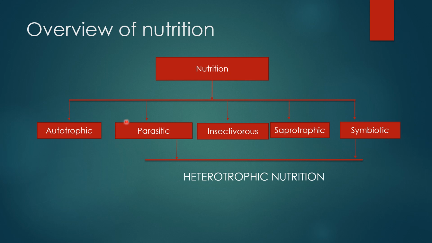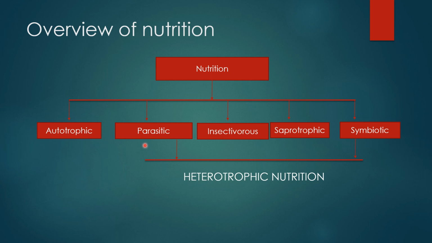And the next category, in that case, these organisms cannot produce their own food. They actually depend upon others, or in other ways they derive their food materials. And this particular type of nutrition is known as heterotrophic nutrition. And we can divide it into four categories.